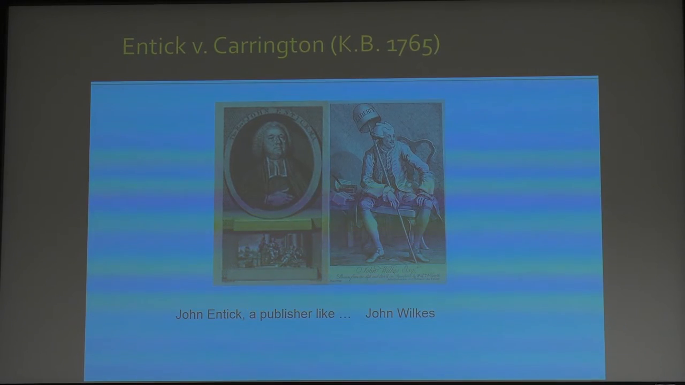A similar thing happened with another publisher named John Wilkes, who's also pictured in the frame here. And both were, at the time, heroes to the American colonists. They all talked about John Entick and John Wilkes. And so today, you can go all over the place and find cities on the eastern seaboard that are named after John Wilkes. So Wilkesboro, North Carolina, North Wilkesboro. Or there's a Wilkesboro or Wilkesville in Ohio. There's Wilkes County, Georgia. There's a Wilkes Street in Alexandria, Virginia. This guy was a hero.